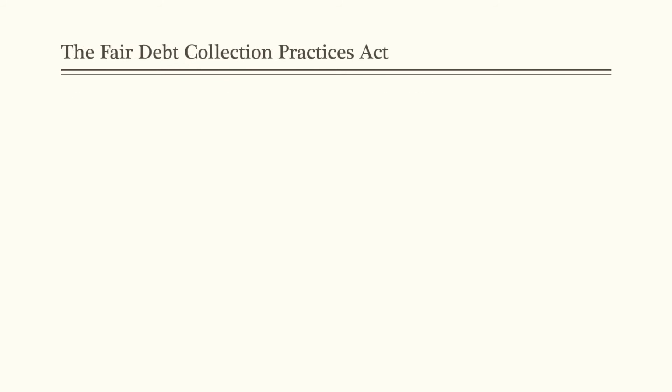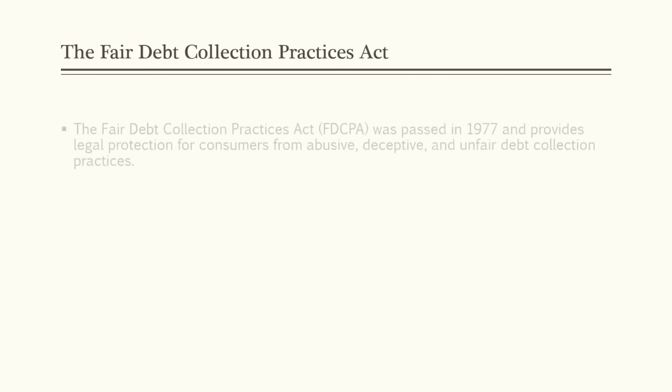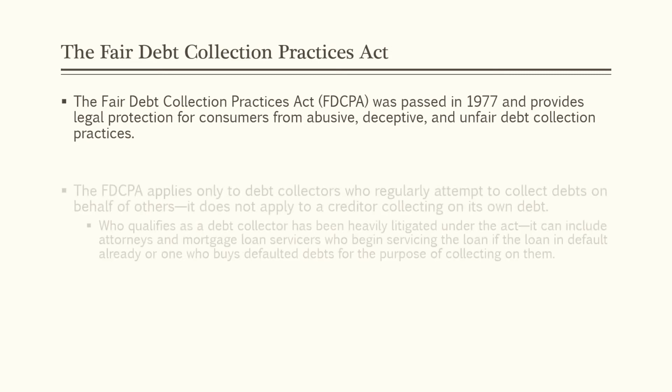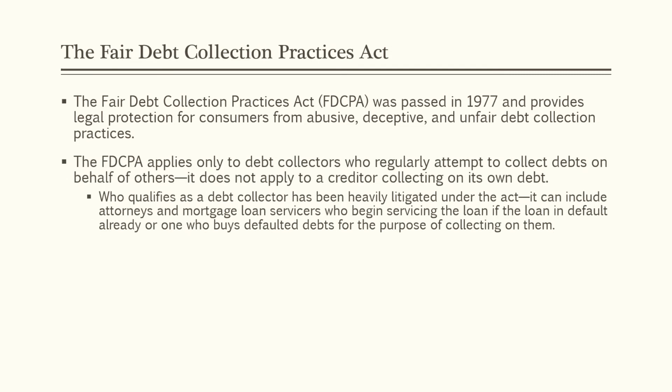Next, we will discuss the Fair Debt Collection Practices Act. The Fair Debt Collection Practices Act, the FDCPA, was passed in 1977 and provides legal protection for consumers from abusive, deceptive, and unfair debt collection practices. The FDCPA applies only to debt collectors who regularly attempt to collect debts on behalf of others. It does not apply to a creditor collecting on its own debt.